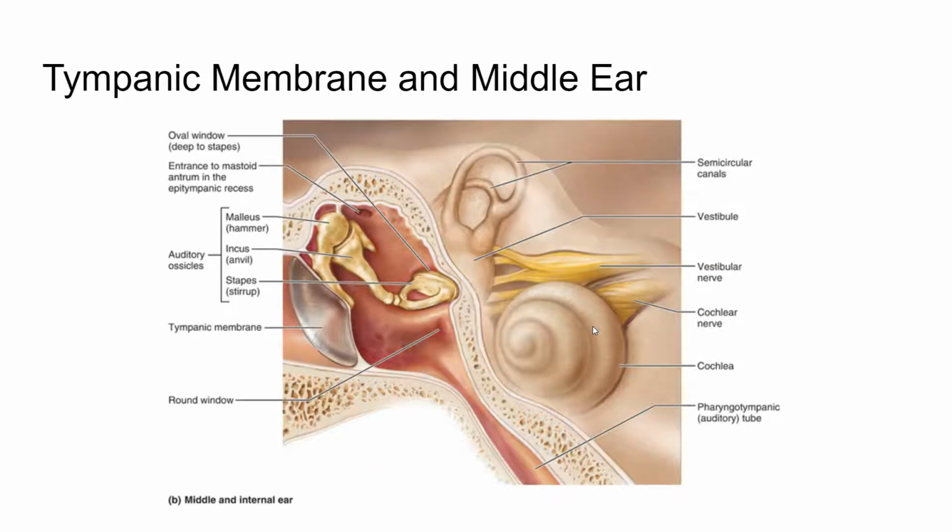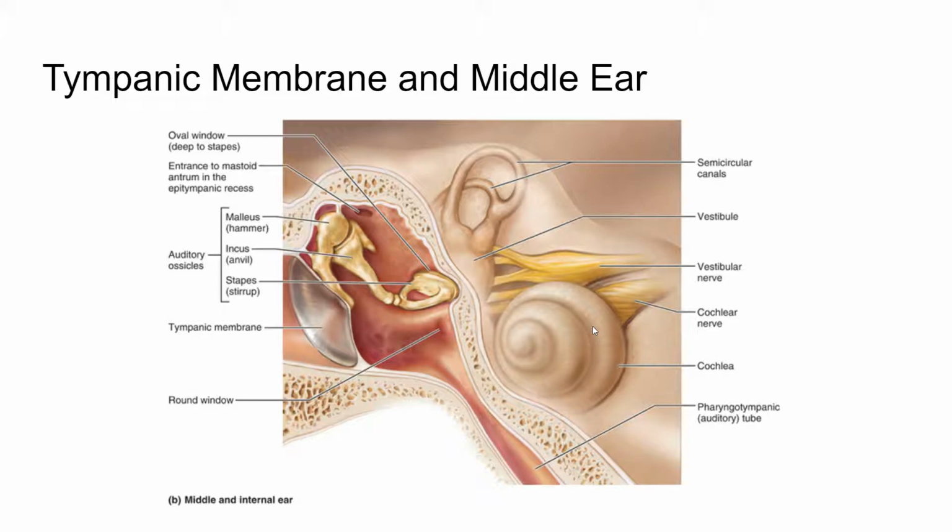So let's look at the tympanic membrane and the middle ear. The tympanic membrane is a fancy word for eardrum. This is the boundary between the external and middle ears. It's a thin, translucent connective tissue membrane, and it acts kind of like a drum. It receives vibration and vibrates itself in response to sound and transfers that energy to those middle ear bones, which you see, those three middle ear bones.